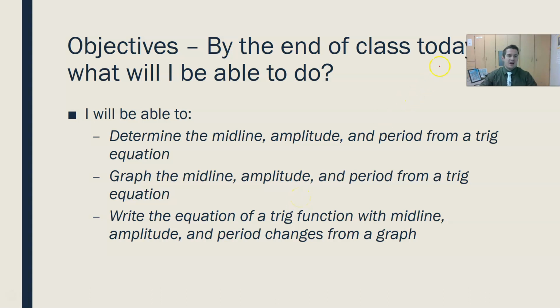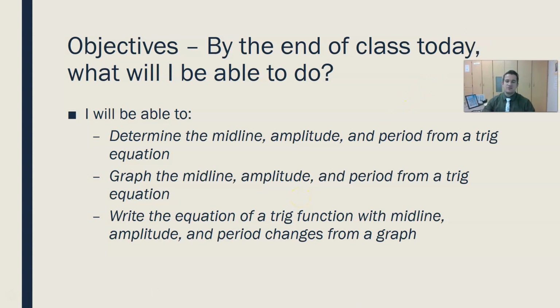So by the end of this lesson, by the end of this video, these are the things that I hope you're able to do. You're going to be able to determine the midline, amplitude, and period from a trigonometric equation, graph the midline, amplitude, and period from a trigonometric equation, and write the equation of a trig function with the midline, amplitude, and period changes from a graph. From an equation, we're going to find all those parts and draw the graph. From a graph, we're going to find all those parts and draw the equation.